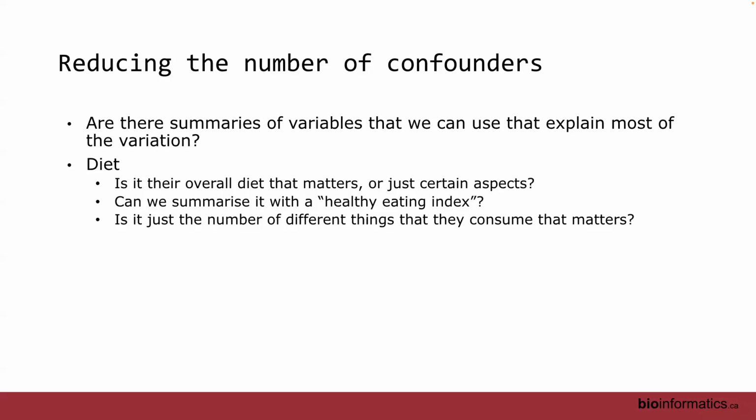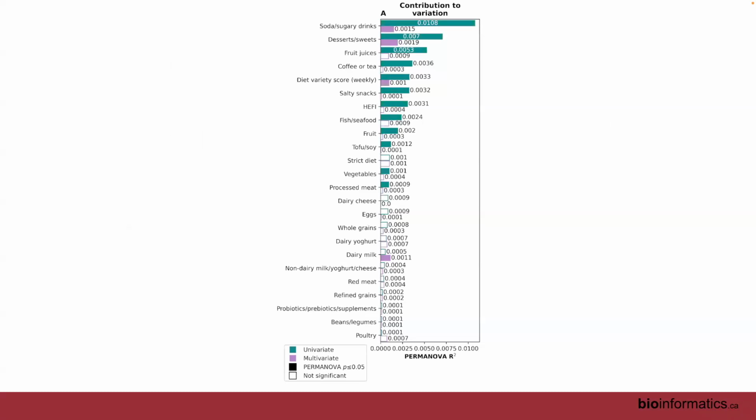And so we thought that maybe we could summarize this with something like the healthy eating index that I just showed you on the previous slide. Or maybe it's just the number of different things that they're eating that matters. Is it just a variety? But in this case, no, these were all of the different categories of food that we were looking at. And this is that summary variable in here. So we actually find that including each of these variables on their own is much more effective for looking at the variation that they're contributing to within the oral microbiome than just including a summary metric.